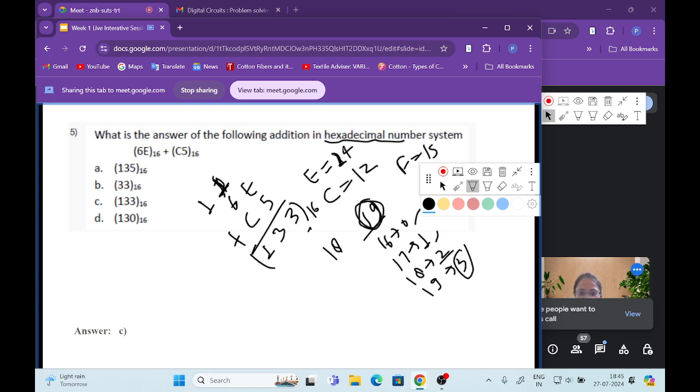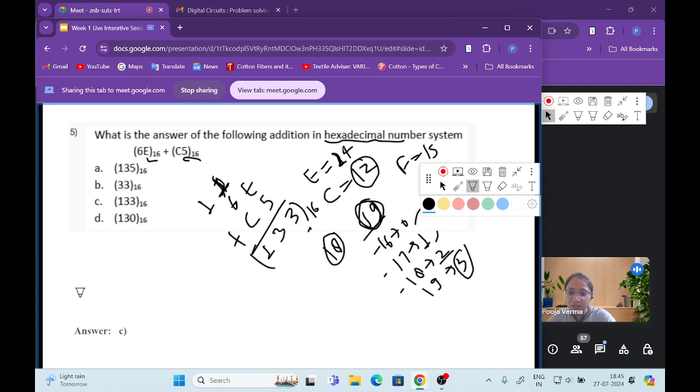Now 6 plus C. C is 12, so if you add 12 plus 6, it is 18. Again, after 15, 16 is represented by 0, 17 by 1, 18 by 2. So 2 it is, and 1 carry makes 3, and again 1 carry on this side. If you are not understanding, you can do one more thing. Convert these into the binary number system, then add and convert back. We can do it here.